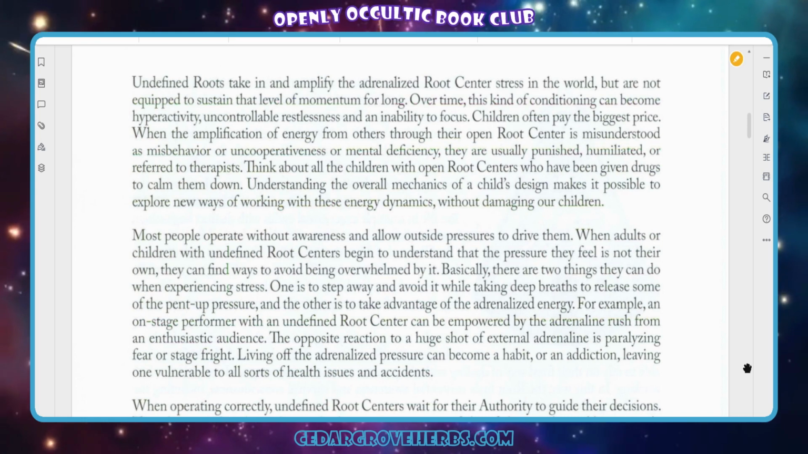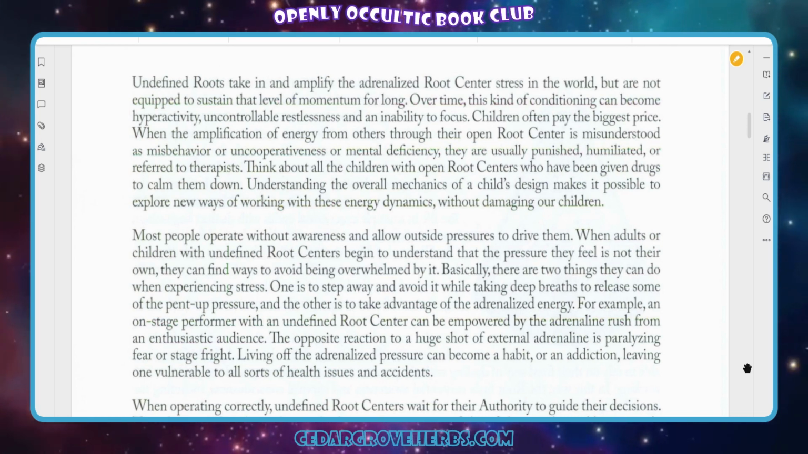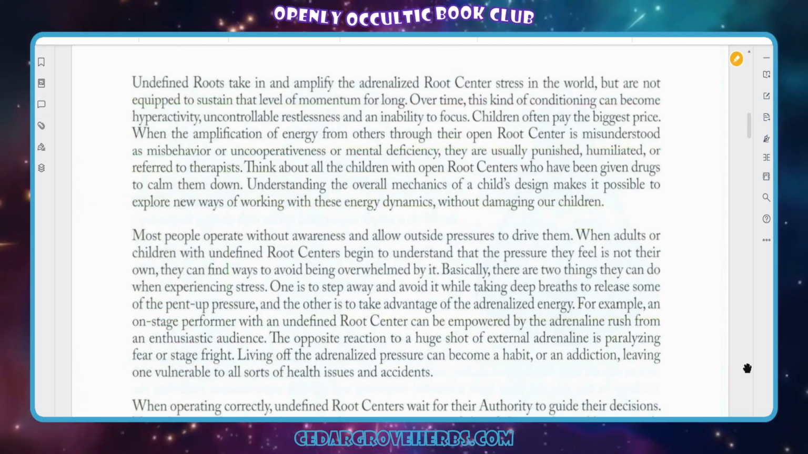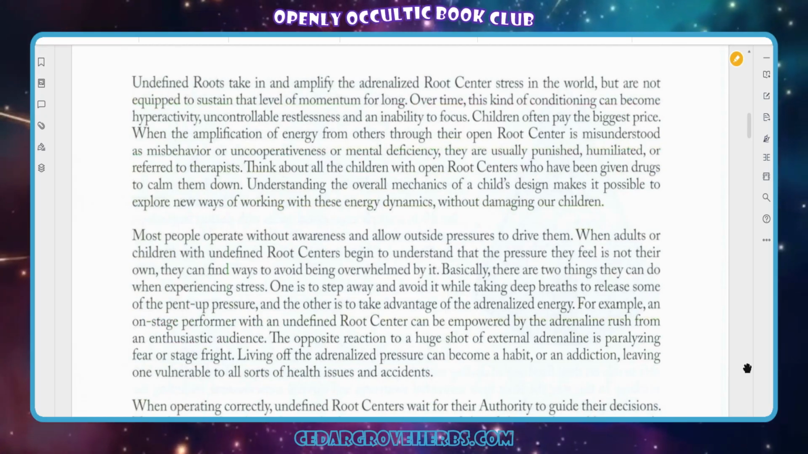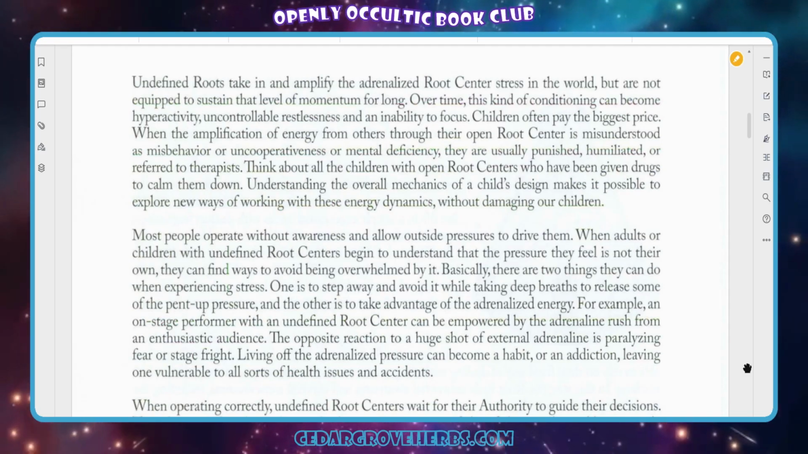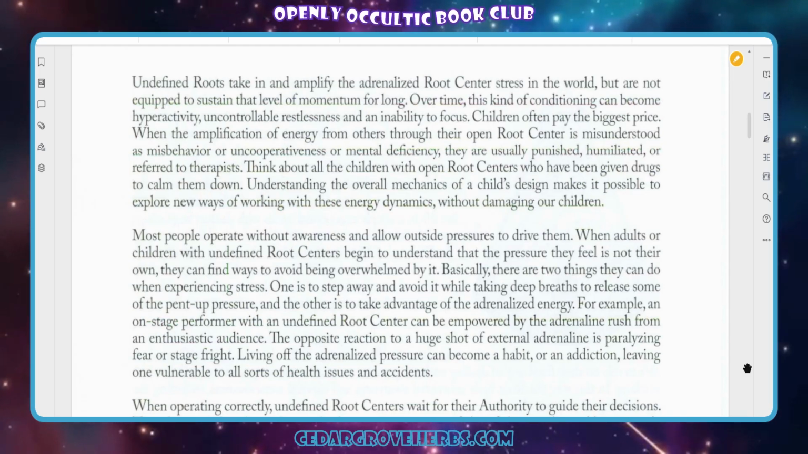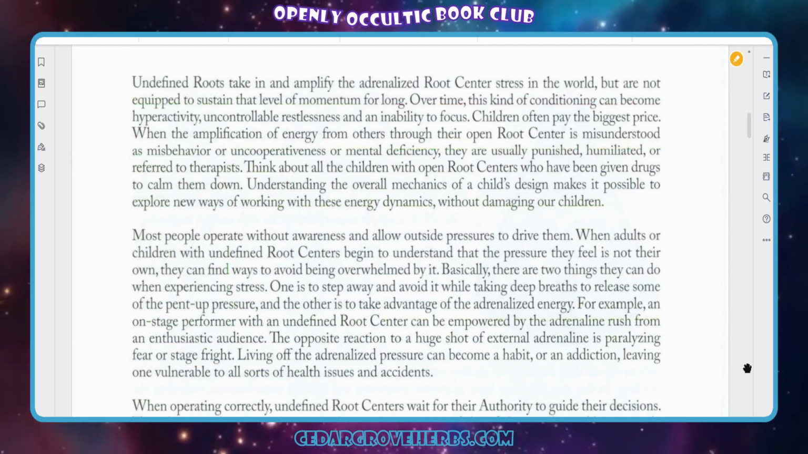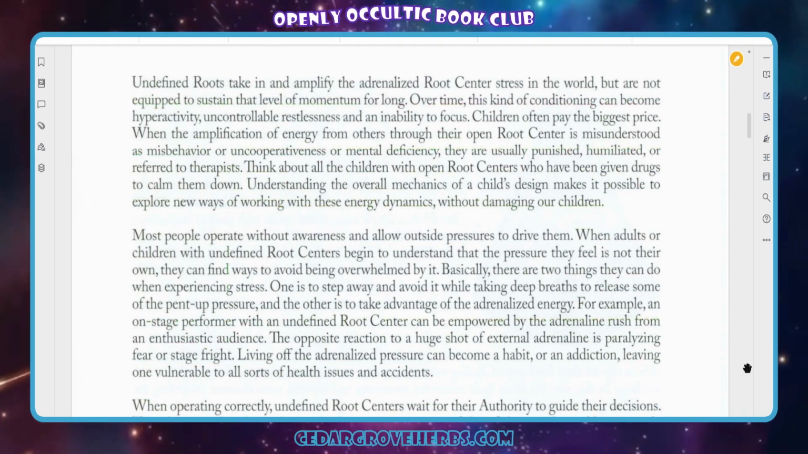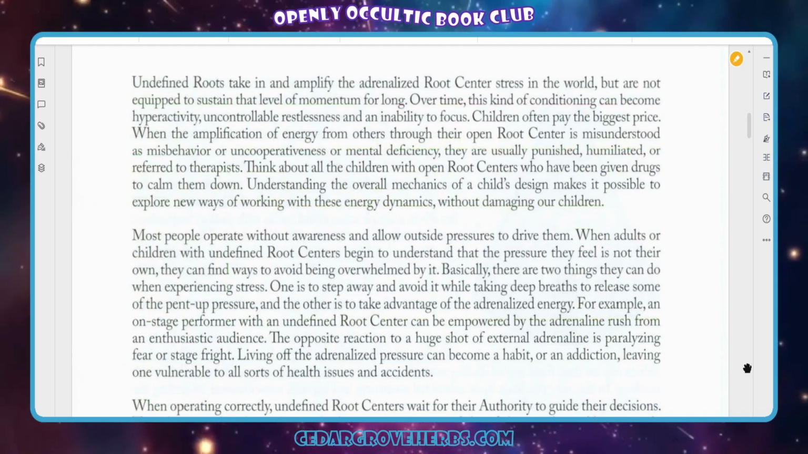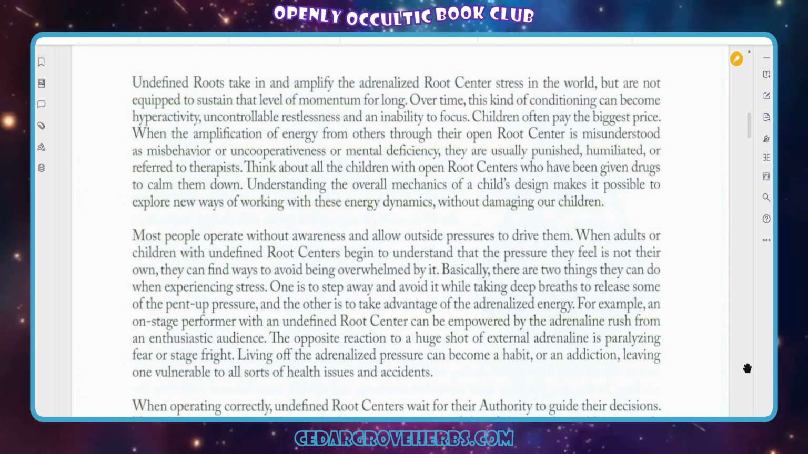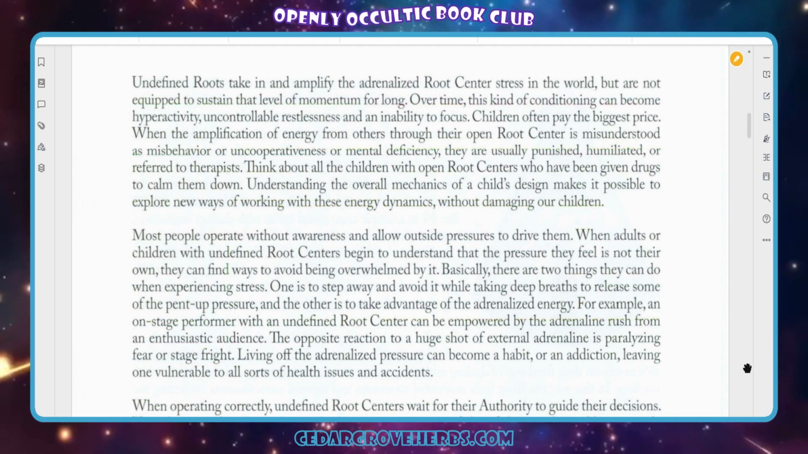Think of your kids at school. They're in a classroom. Your child has an open root center. The other people in the class, most of them or whoever, have defined root centers. So your child is getting an amplified burst of energy while they're sitting next to this kid in class. Now they're being hyperactive. Now they're having a hard time focusing. Now they're uncontrollable. Now they're restless. That's because they're getting a burst of energy from their classmate sitting in the next chair over who has a defined root center. Your child doesn't have one.